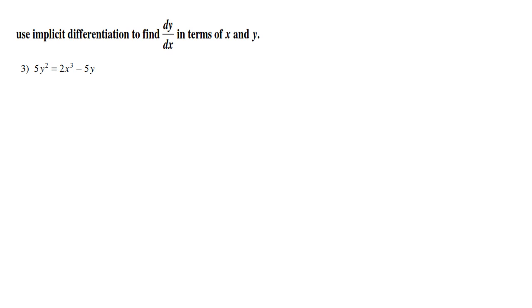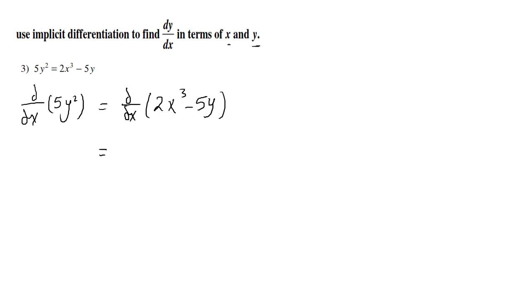Use implicit differentiation to find dy/dx in terms of x and y. So d/dx for the left hand side, which is 5y squared, is equal to d with respect to x for 2x to the power of 3 minus 5y. So the derivative of 5y squared is 10y after I put down the exponent and subtract 1 from the exponent, times dy/dx, is equal to the derivative of 2x to the power of 3, which is 6x squared, minus 5, the derivative of 5y is 5 dy/dx.